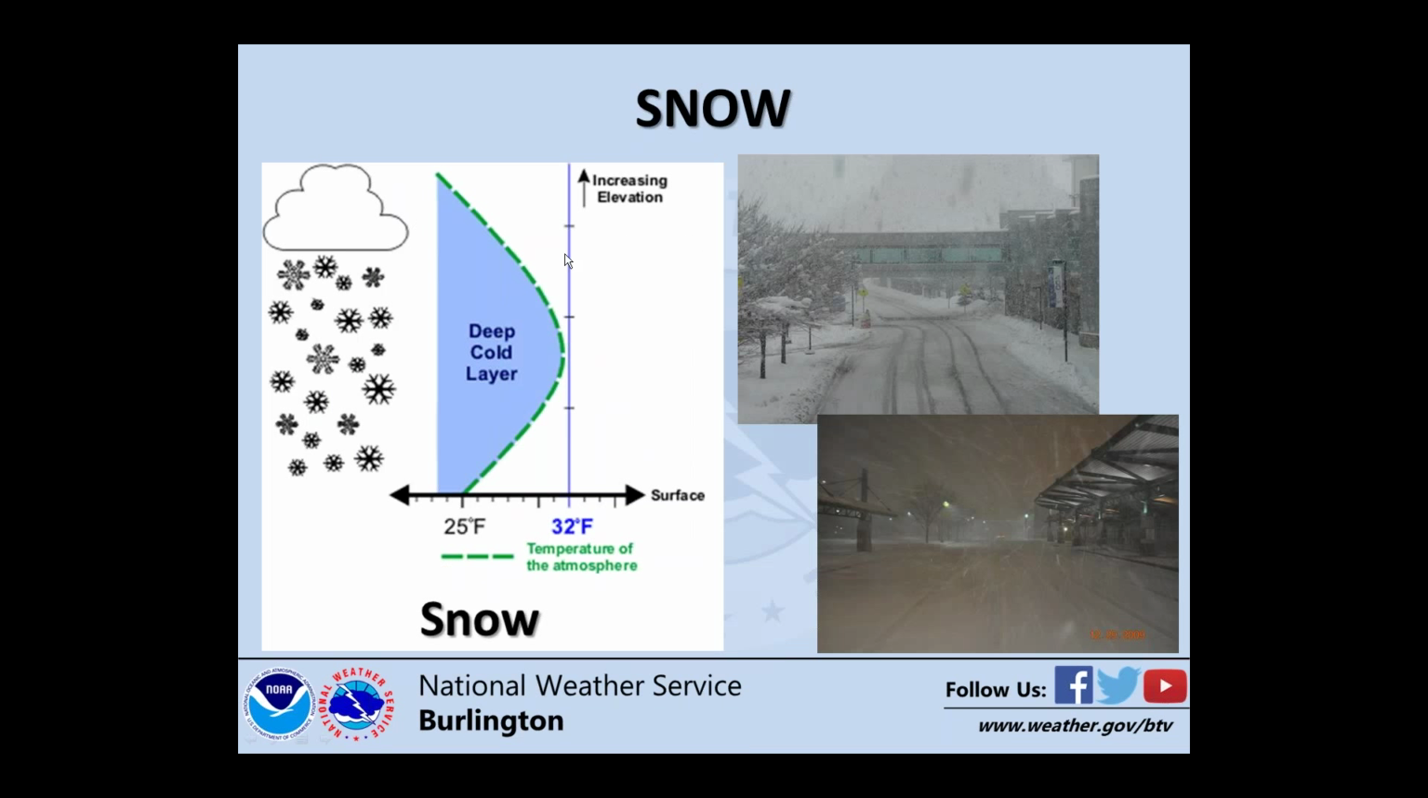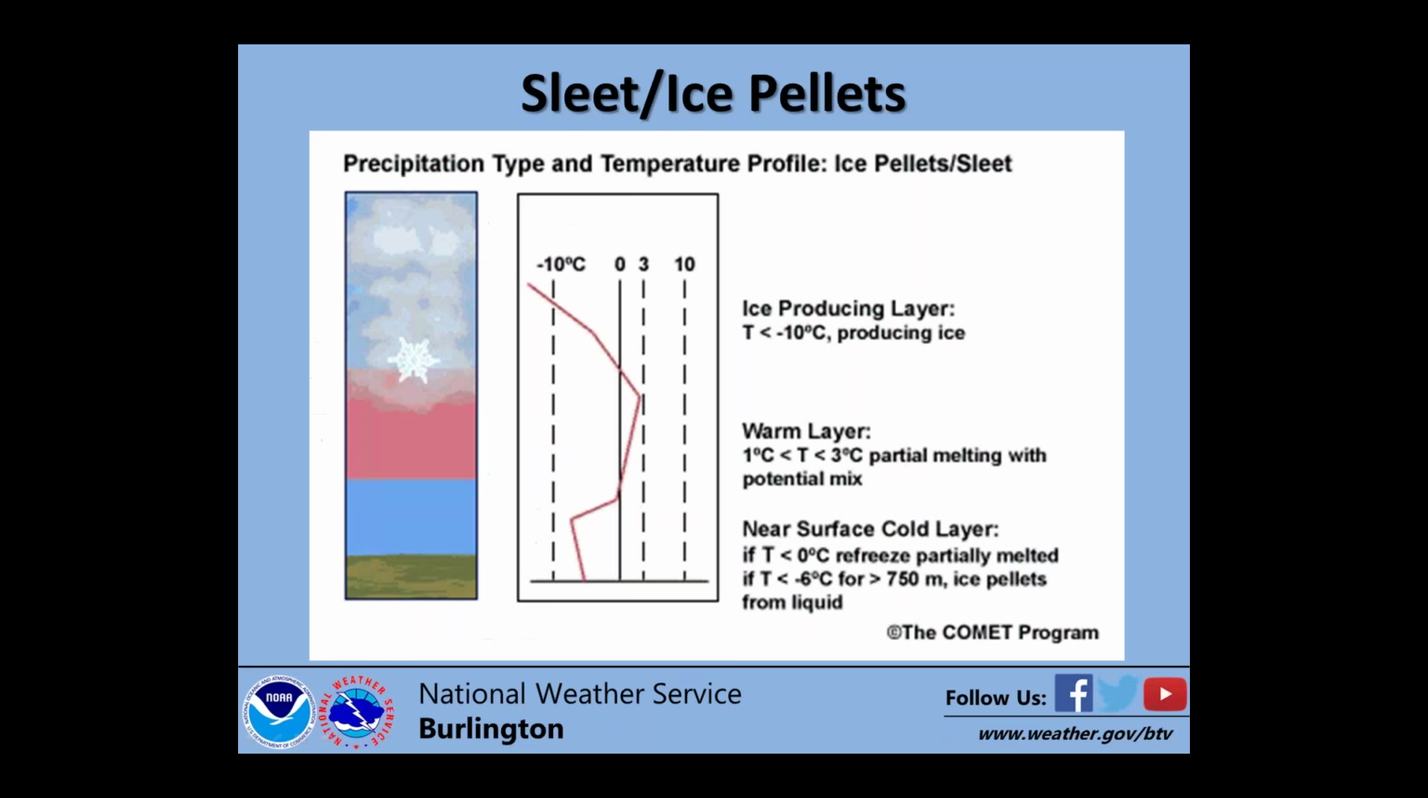Another way to think of this, you can see the graph on the left-hand side. And this is just using 32 degrees instead of the 0 degrees Celsius. We have the deep cold layer of air that's actually shaded in blue, and the temperature line is that green dashed line. So therefore, you can see on this, the temperature never actually goes above freezing, and result in some of the pictures on the right, white snow covering pretty much everything.